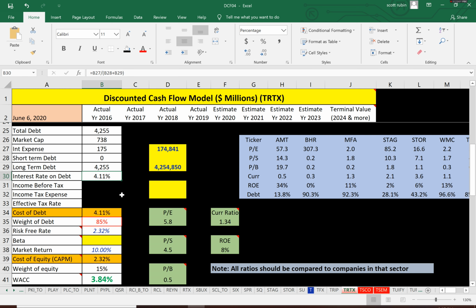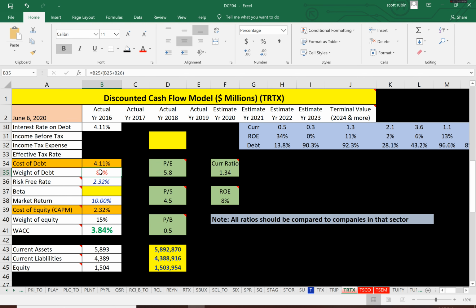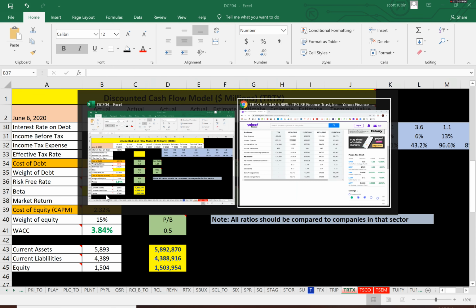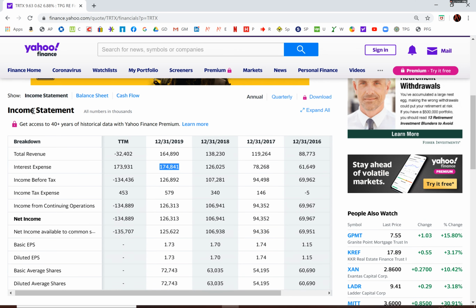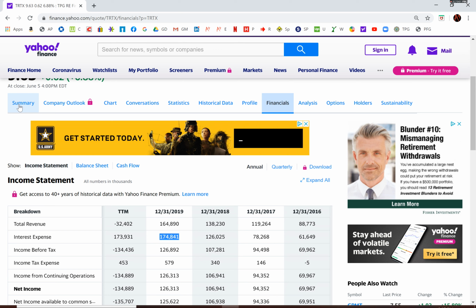So we calculated the interest rate at 4.11%. And REITs don't pay taxes, so we don't have to adjust that interest rate. So the cost of debt is 4.11%. So 85% of the capital structure is debt, so it's a really leveraged company. That's not a good sign. I generally don't like to invest in companies with more than 50% debt.